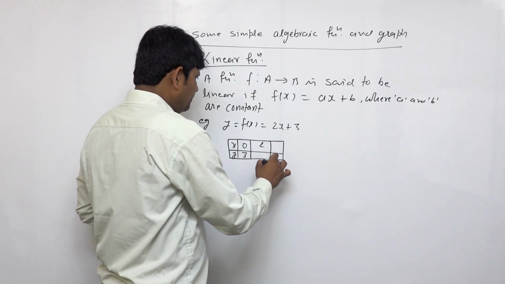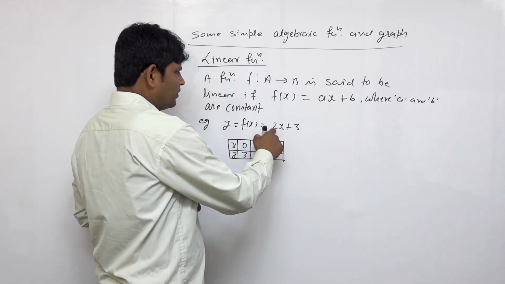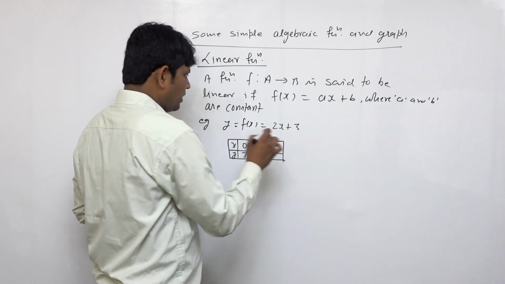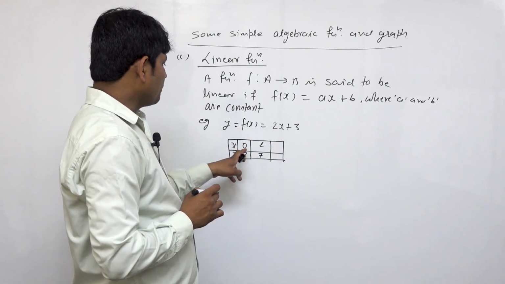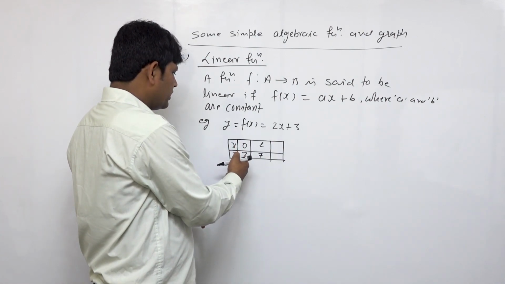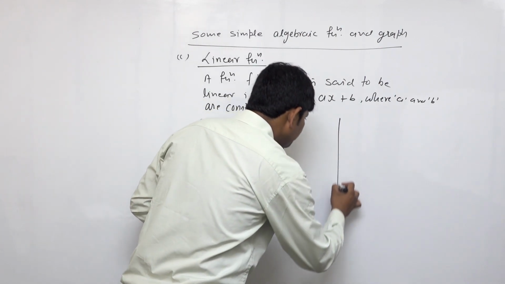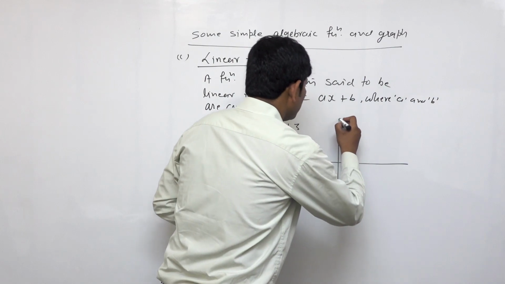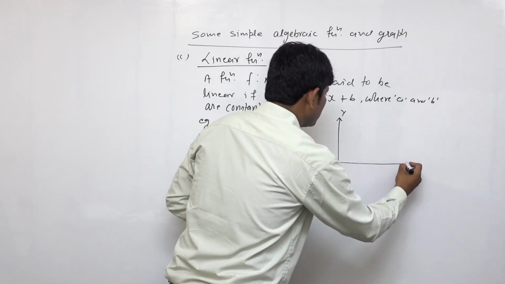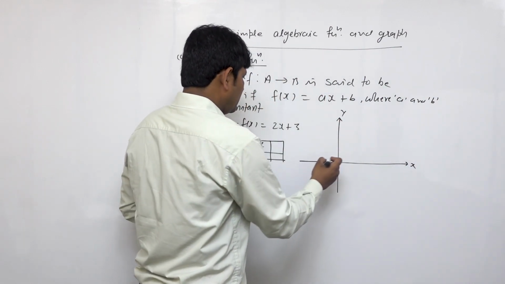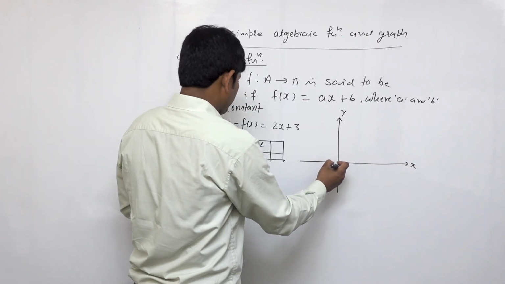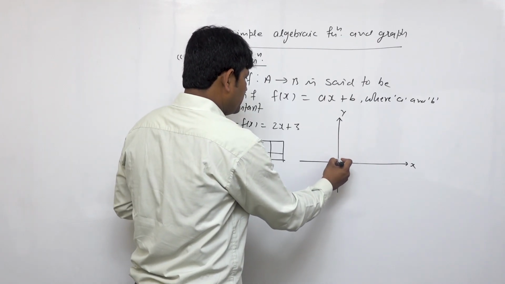And what is the value here? 2, 2 are 4, plus 3 is 7. Now we can plot: x coordinate is 0, y coordinate is 3; x coordinate 2, y coordinate is 7. So we can plot like that. There is the y axis, this is the x axis. Here x is equal to 0, so y is 3.